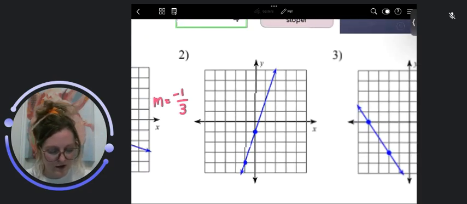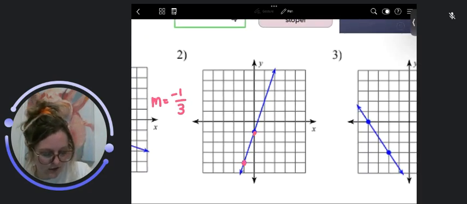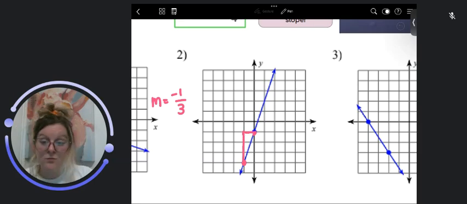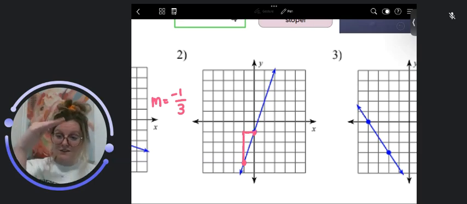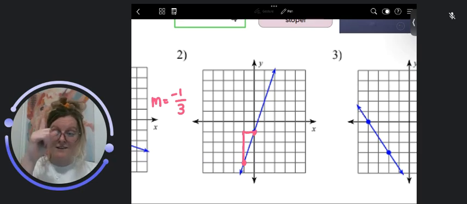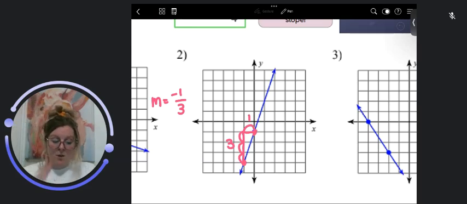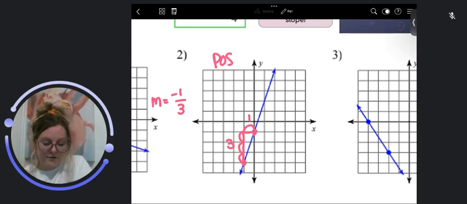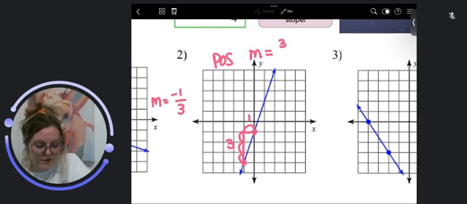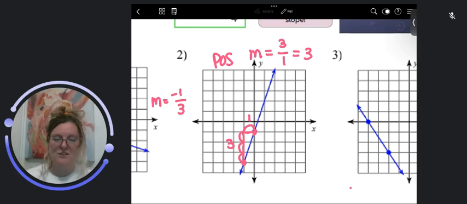All right, next one. Again, they gave me my 2 perfect points. Make a triangle, and then we're just counting the number of boxes in between. We are doing rise first, so I'm going to count 1, 2, 3 up. To the right 1. It is a positive slope, so I should have a positive number. 3 divided by 1 can simplify to 3. That is positive, so I know that I'm doing good.